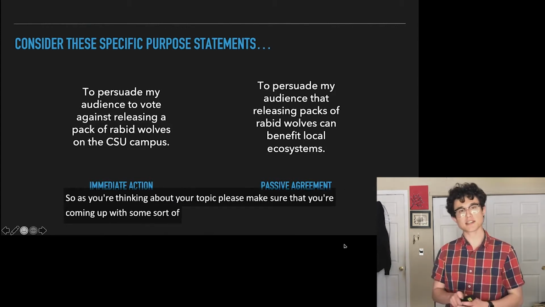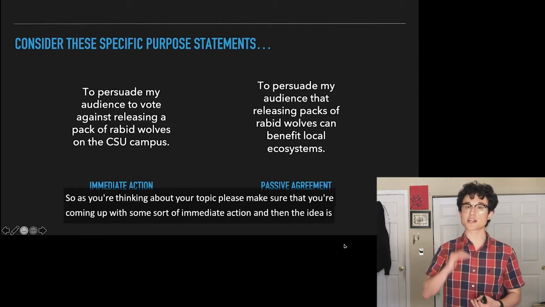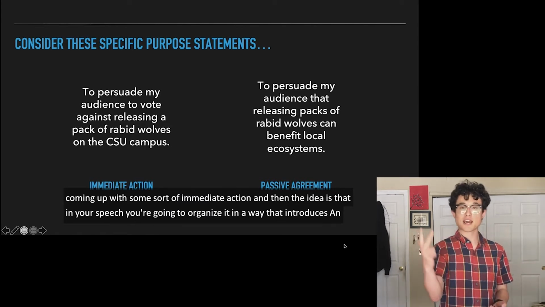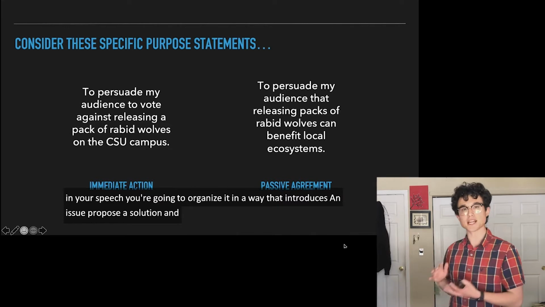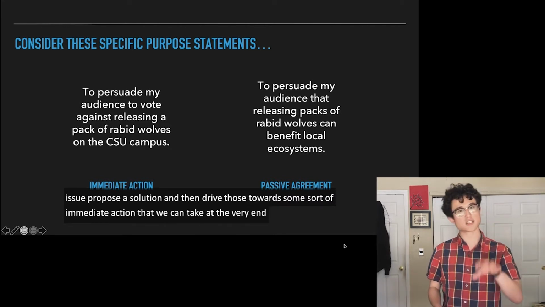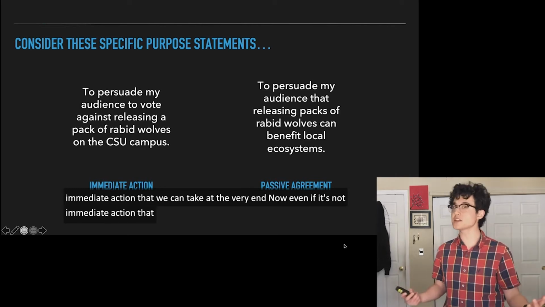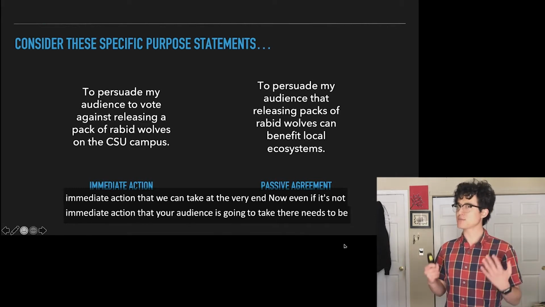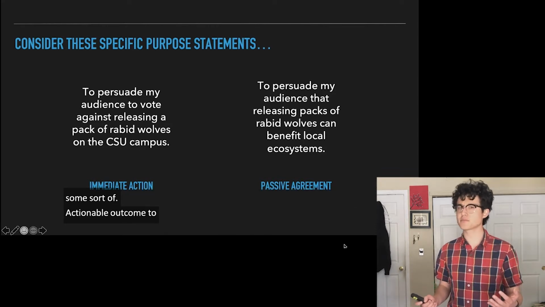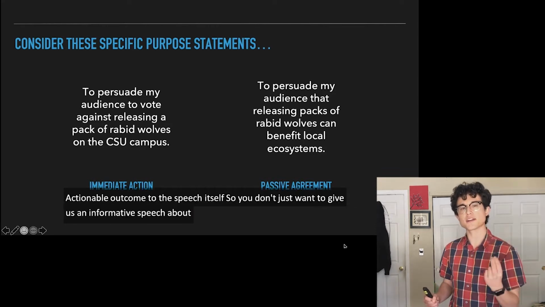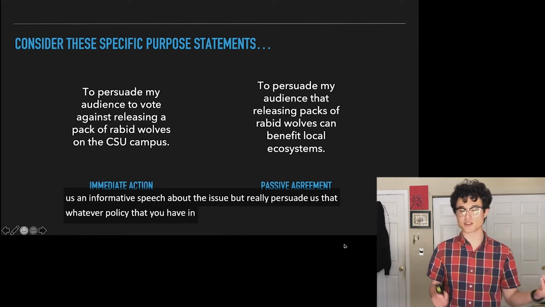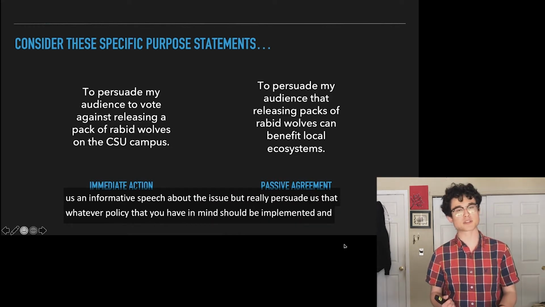The idea is that in your speech, you're going to organize it in a way that introduces an issue, proposes a solution, and then drives us towards some sort of immediate action that we can take at the very end. Now, even if it's not immediate action that your audience is going to take, there needs to be some sort of actionable outcome to the speech itself. So you don't just want to give us an informative speech about the issue, but really persuade us that whatever policy you have in mind should be implemented, and then there should be some clear actionable steps to make that policy actually happen.